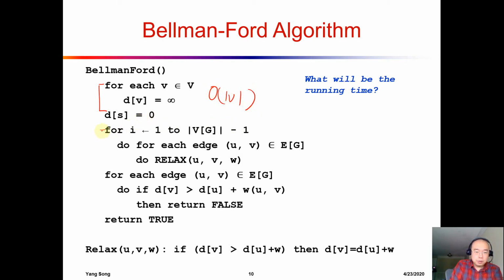And for the second one, the outer loop is V and the inner loop is E. So for the second loop, that is V multiplied by E. And how about the third one? The third one is E again, so O(E). If we add those three parts together, the upper bound of this algorithm will be O(VE), where V is the number of vertices and E is the number of edges.